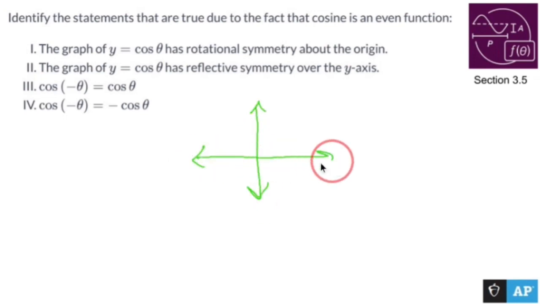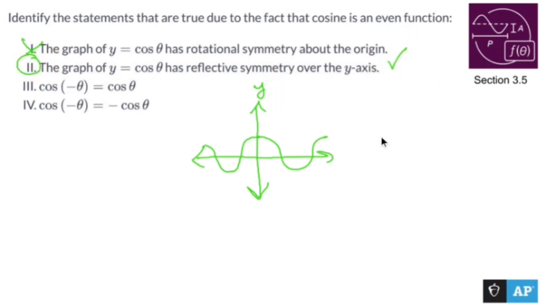Now, I'm not going to go crazy drawing this out, but we know it looks like this, which means the other side looks like this. There's our even function. So the graph of y equals cos theta has a rotational symmetry about the origin. No, that's what makes it odd. The graph of y equals cos theta has a reflective symmetry over the y-axis. Yes, that's what makes it even.